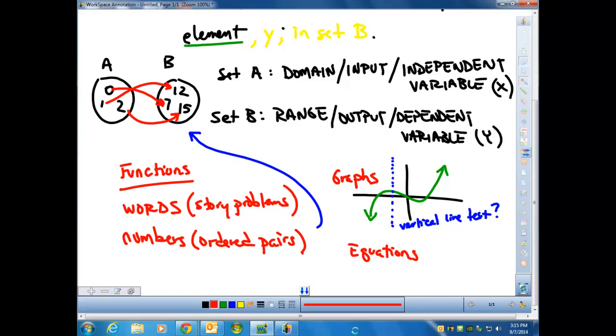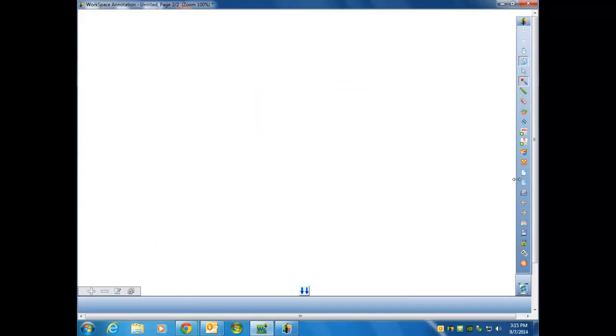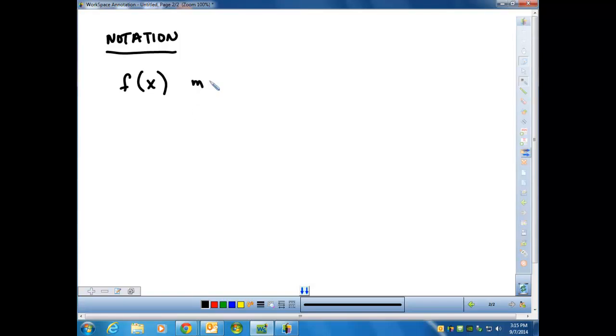Another point of review, hopefully for you, is just notation. What does function notation mean? What's it look like? Some people really get hung up on f of x. Just remember that f of x means exactly the same thing as y. So if I say y equals 3x minus 1, that is the same thing as f of x equals 3x minus 1. Okay?